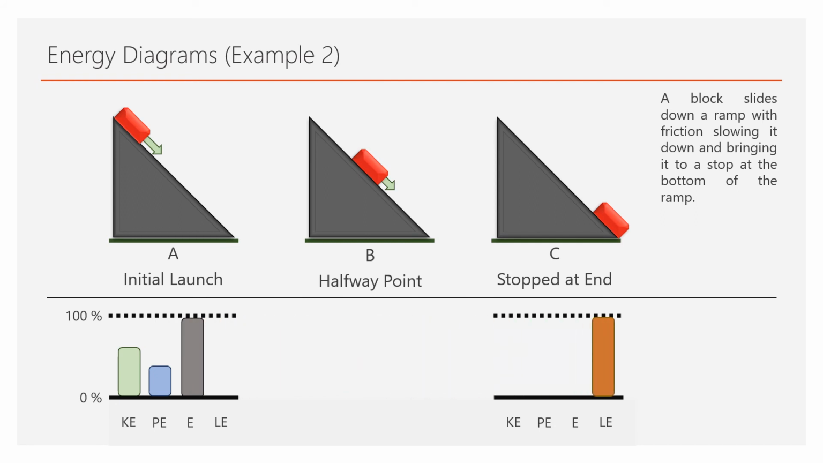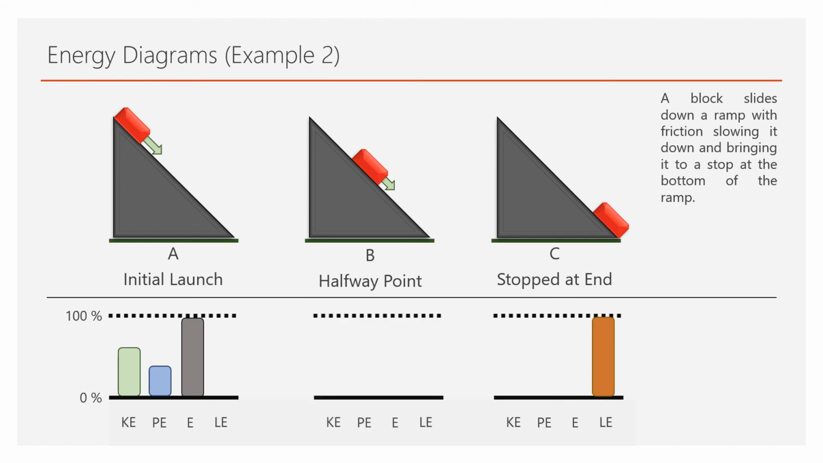Instead of looking at the halfway point, let's look at when the block comes to a stop. When it's stopped, it's no longer moving, so the kinetic energy is 0. It's at the bottom, so the potential energy is 0. Because the kinetic and potential energy are 0, the total energy is also 0. And that means all of the energy that the block had in state A must have been lost.